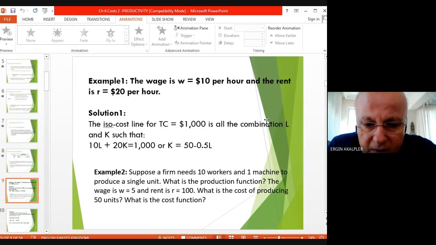Suppose a firm needs 10 workers and 1 machine to produce a single unit. What is the production function? Here we are asking about the other part of the equation. The wage is 5, and the rent, the real interest rate, is 100. What is the cost of producing 50 units? What is the cost function?